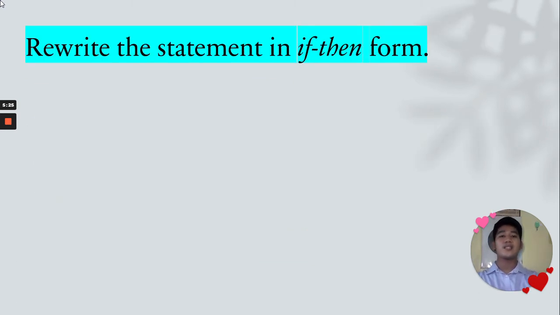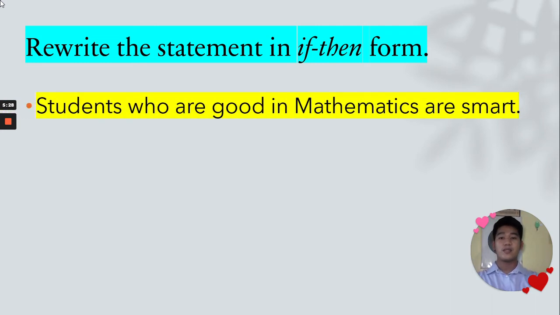We're going to rewrite the statement in if-then form. Example, students who are good in mathematics are smart. Do you agree with this? I do. Yes, because there is the so-called multiple intelligences. So therefore, if you're good in one area, you are smart in that area. It doesn't mean being smart is being good in all areas. No, you have the so-called multiple intelligences.